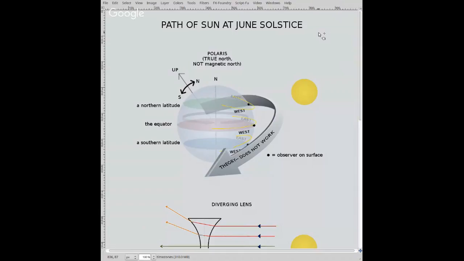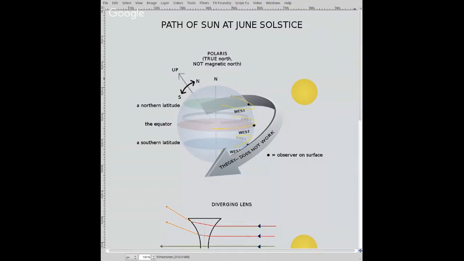And this drawing is what I'm hoping to explain what the problem is by explaining, first of all, the standard model and why I don't think it works. So let me explain each of the parts here.